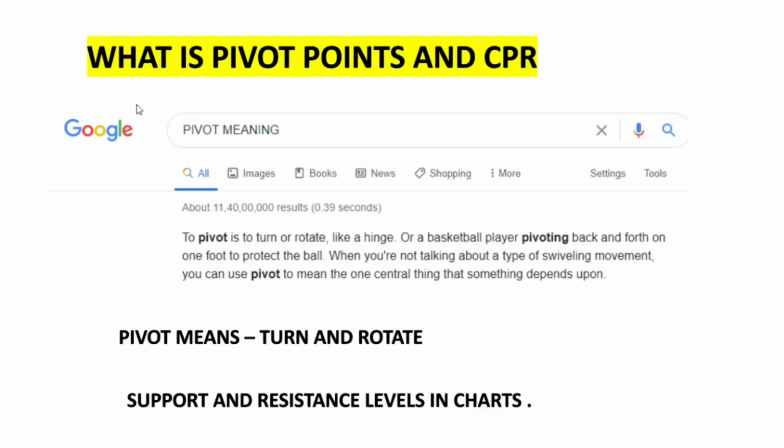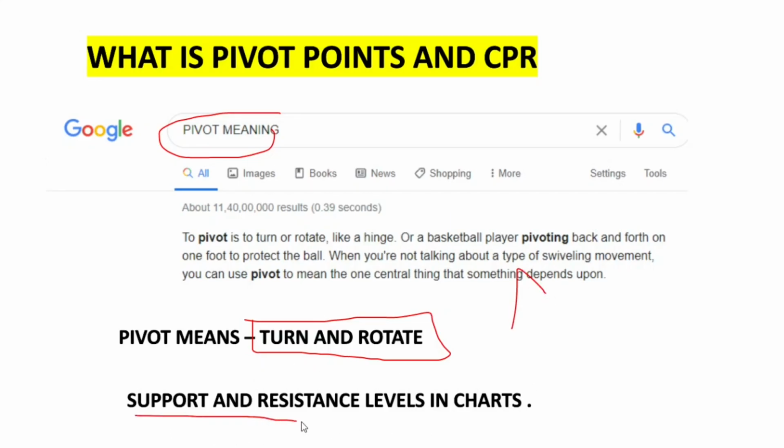So first of all, what are pivot points? What is the meaning of pivot? Pivot means turn and rotate. In the day trading business, we use pivot points to identify where the price will turn and rotate. So pivots will be support and resistance levels in our charts. You can see pivot lines will be like this in our chart. Pivot points indicators will be huge support and resistance levels in our chart. I will explain this in a deeper way in this video.